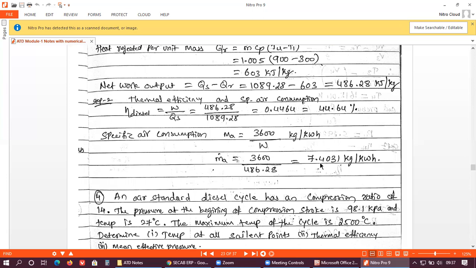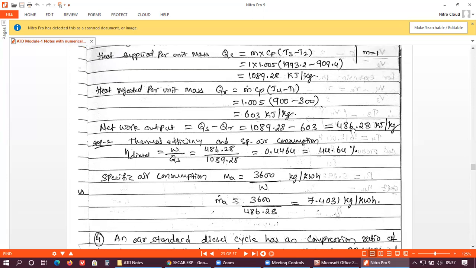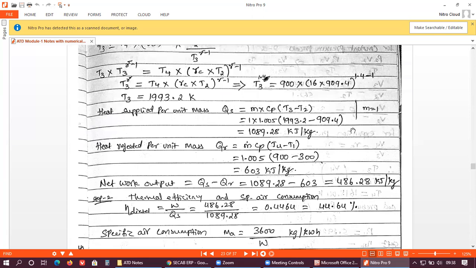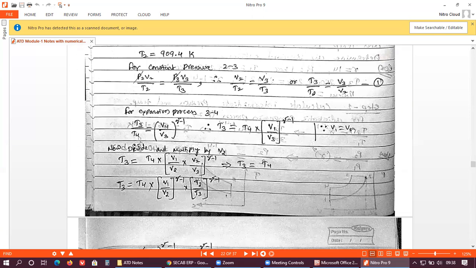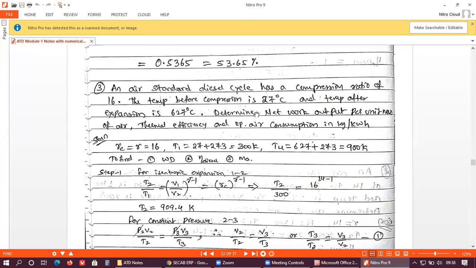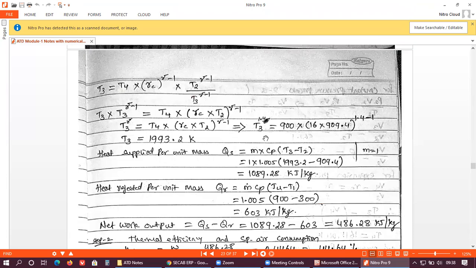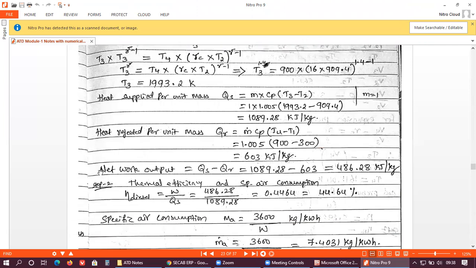So this is how you have to work on this. A very simple problem, no doubt, and it is also from your previous question paper. First, you note down what is being asked: determine net work output. To calculate the net work output, we require heat supplied and heat rejected. Net work output is given by heat supplied minus heat rejected.